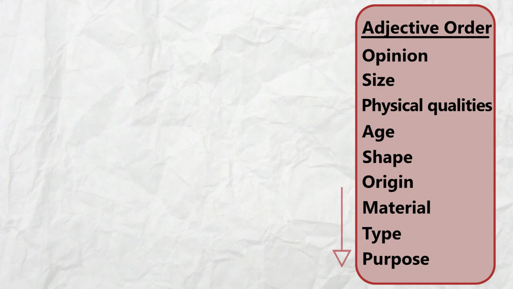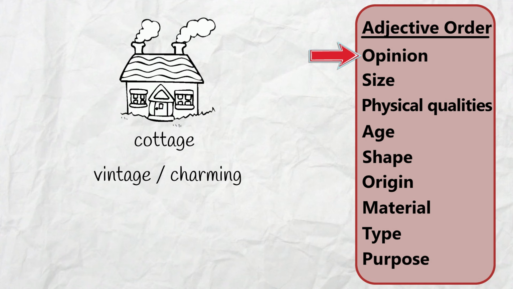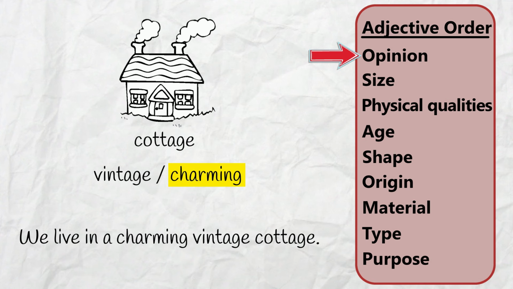Let's go through them. First come adjectives that express an opinion or feeling. For example, let's use the noun cottage and these adjectives to describe it. The adjective charming describes an opinion, so it goes first. We live in a charming vintage cottage.